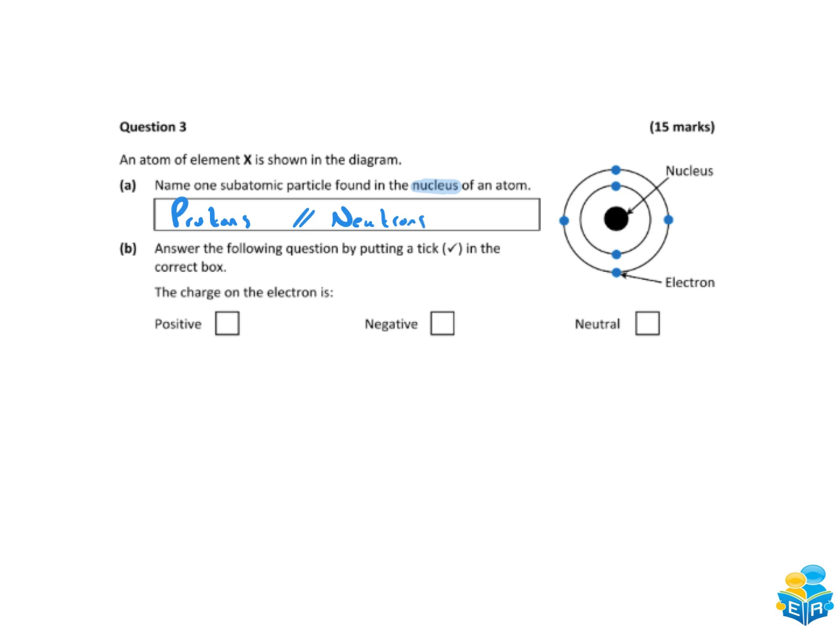Part of the question then: answer the following question by putting a tick in the correct box. The charge on the electron, is it positive, is it negative, or is it neutral? We know that that's negative because when we're depicting electrons, we do e minus. The minus sign there is depicting for us that it's supposed to have a negative charge.